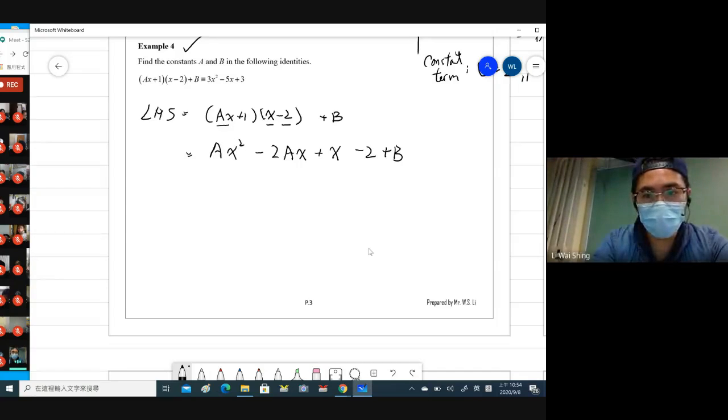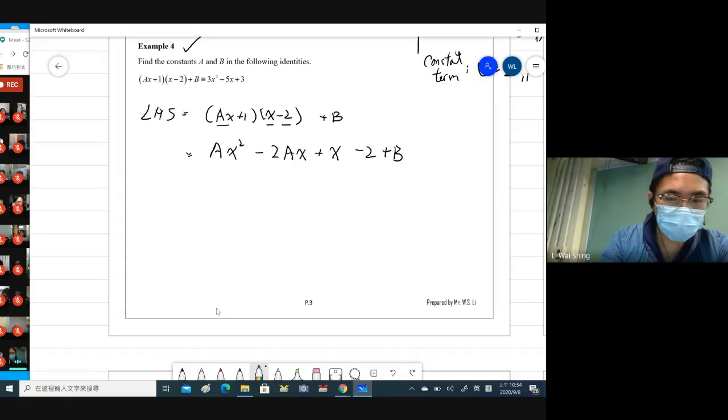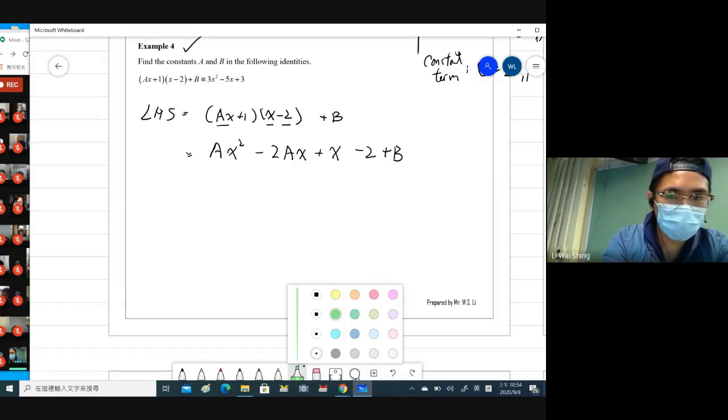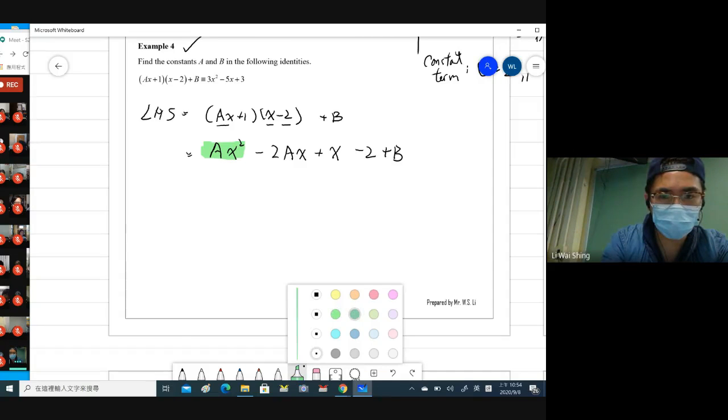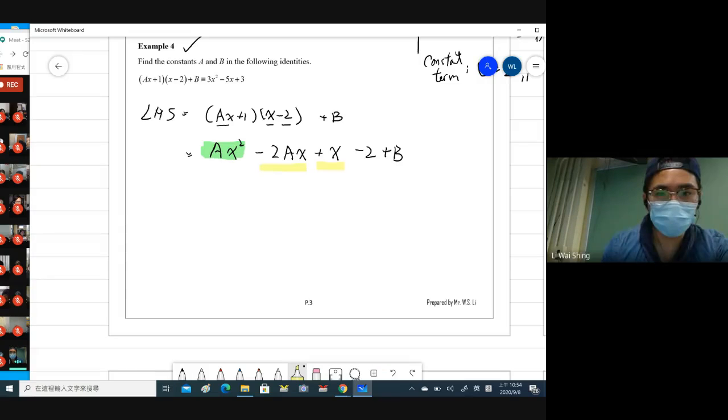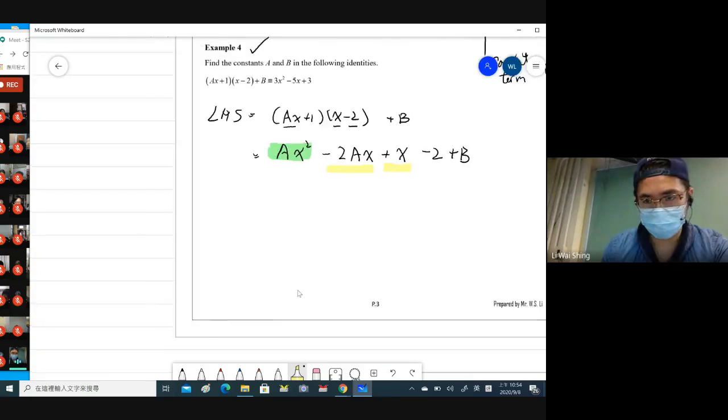Okay, now, good. However, as you can see, we have 5 different terms here. We need to group those things together, right? So what is the x squared term here? You can see ax squared is the x squared term. However, for the x term, you have 2 things with x here. You need to group them.